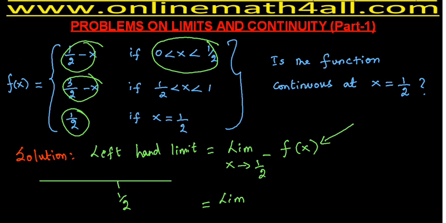So limit x tends to 1 over 2 negative. Here instead of f of x, I am just going to take 1 over 2 negative x, the first part of f of x, because for this part x is less than 1 over 2. So that is the reason I am taking 1 over 2 negative x, the first part of f of x. Now the next step is I just have to apply the limit 1 over 2 where I find x. I'll do this step on the next page.